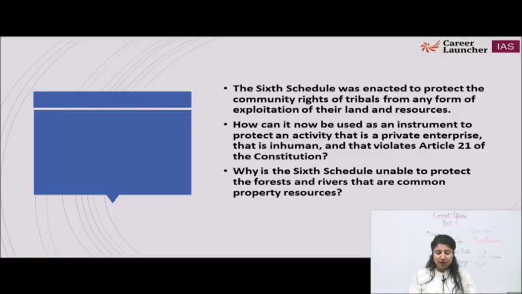Why is 6th schedule unable to protect the forest and rivers that are common property resources because of illegal mining? Majority rivers in Meghalaya, they are polluted and their acidic level is very high. Now why 6th schedule is unable or it has failed to protect the forest and rivers that are common property resources and which are for the welfare of all? That's the point, that's the question.